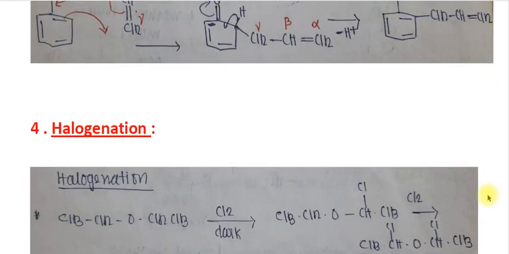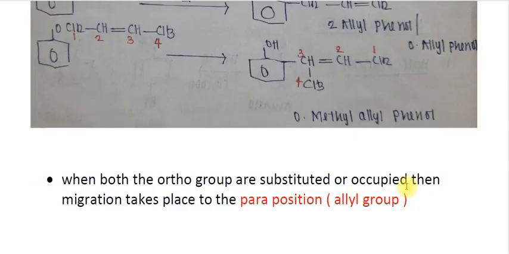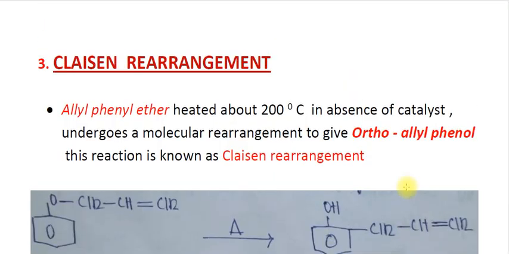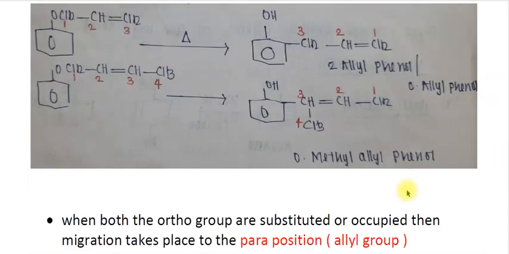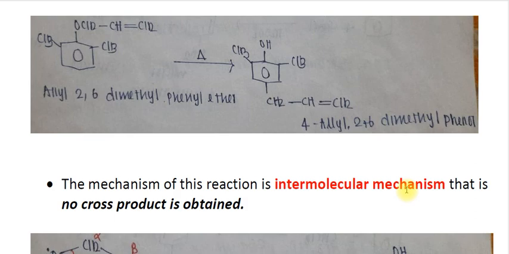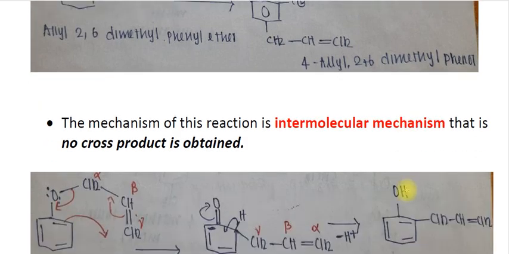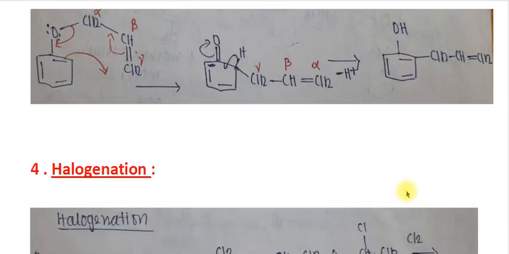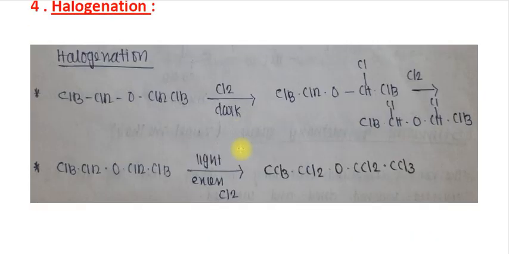And the last type of chemical property is halogenation. Listen, this reaction is very important. It is a rearrangement, and its mechanism is also important. The mechanism is clearly specified in your syllabus. And the last one is halogenation.